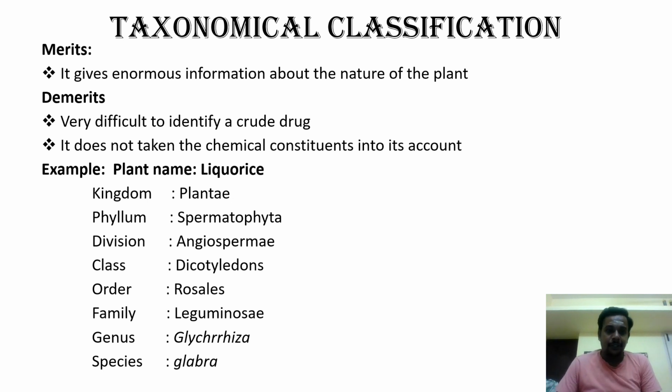And what's the merit of this taxonomical classification? It gives enormous information about the nature of the plant. We have seen it from the explanation about licorice itself. It gives that much information about each and every plant. That's a big advantage of this taxonomical classification.